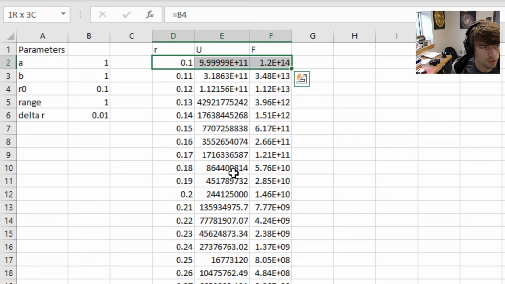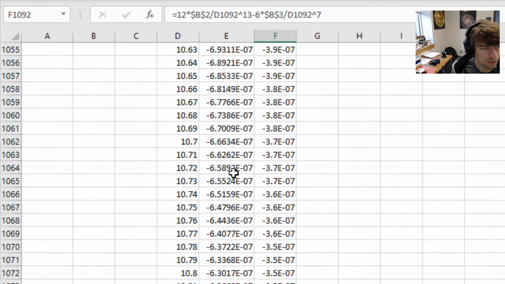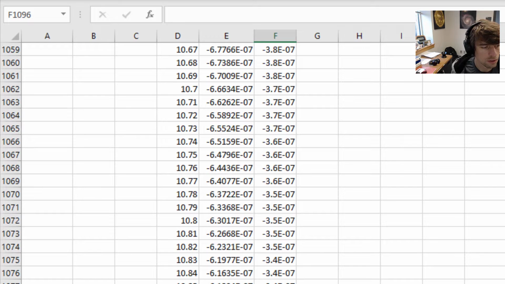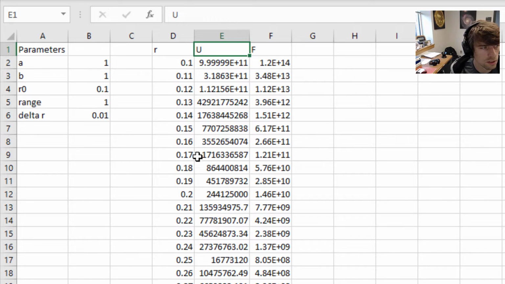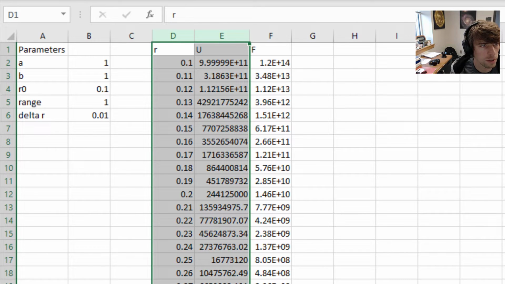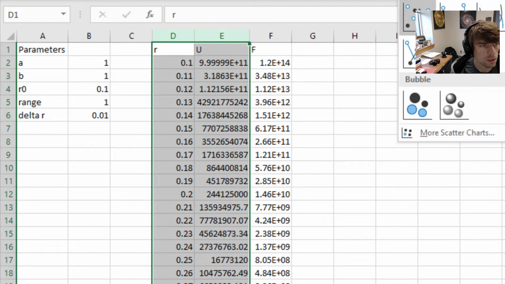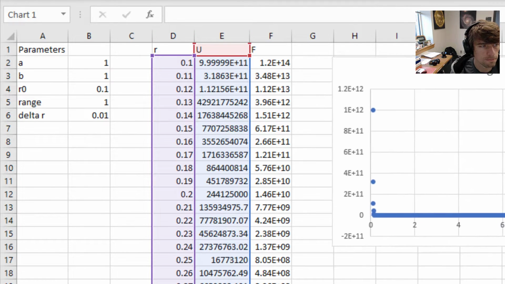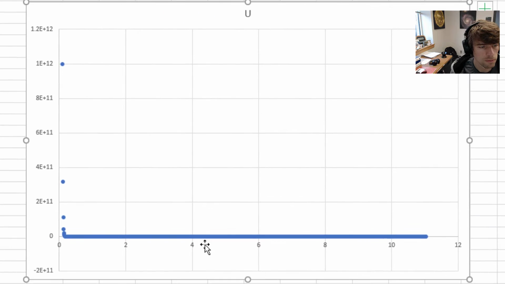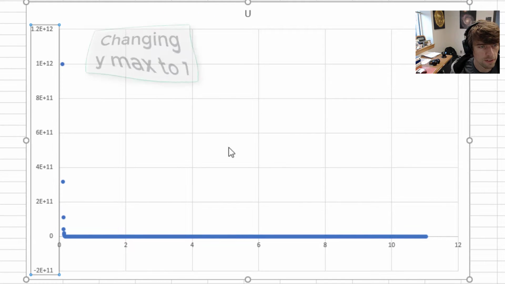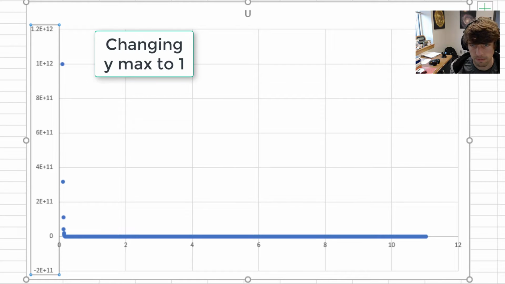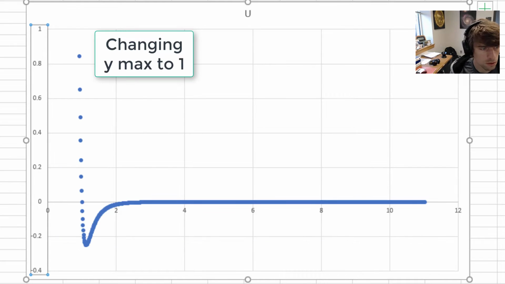So if I plot these two, is that far enough? 'Tis not. Oh, it's close. Okay, let's plot these two and see what we get. Insert, go scatter plot. That's rather disappointing, isn't it? Let's see what happens here. Let's make this 1. There we go. Good, good. So it's just a scaling problem.